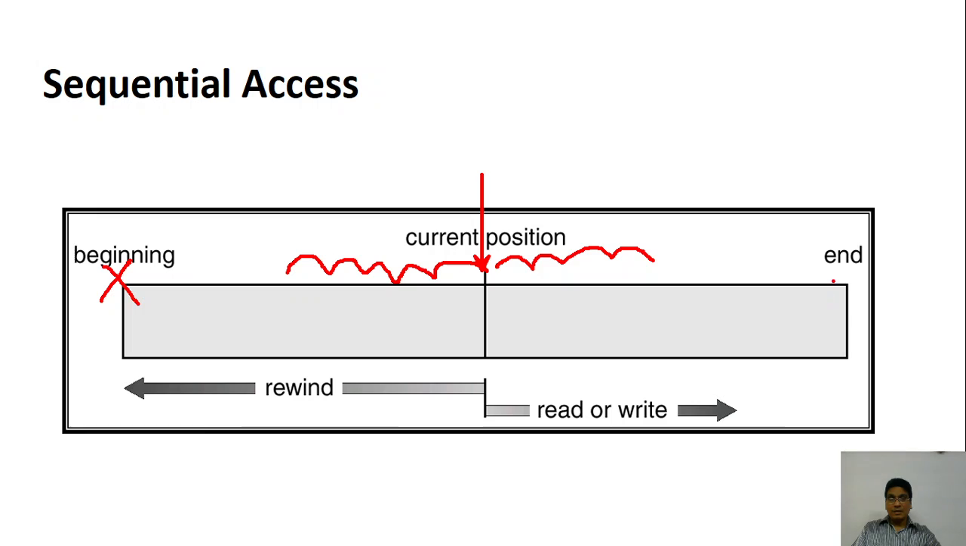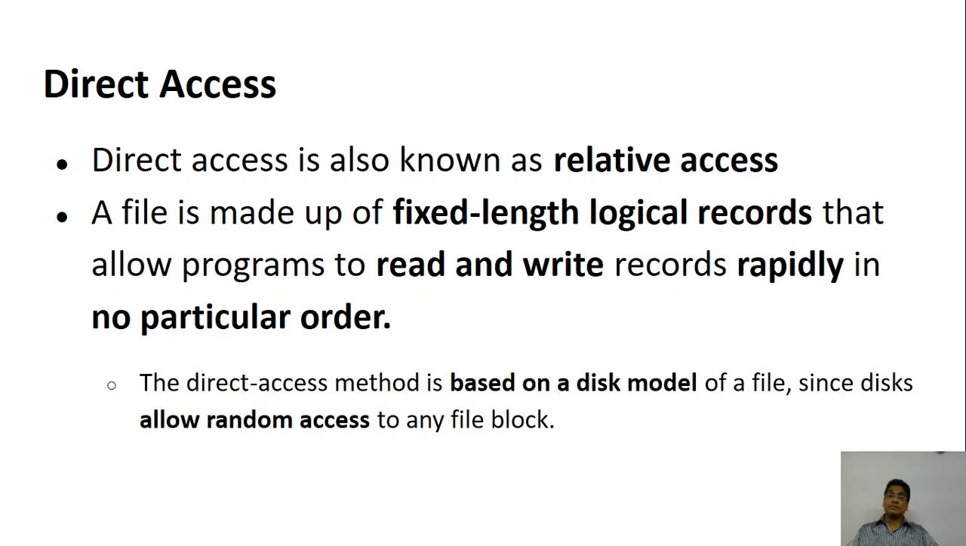Today on your phone you can directly jump from one song to the other. You can do any wonderful things, you can edit a video and so on. Things have changed, but in olden days things were not like that. From one you can go to the second, from the second you can go to the third, and so on and so forth. That's sequential access. The next one is direct access.